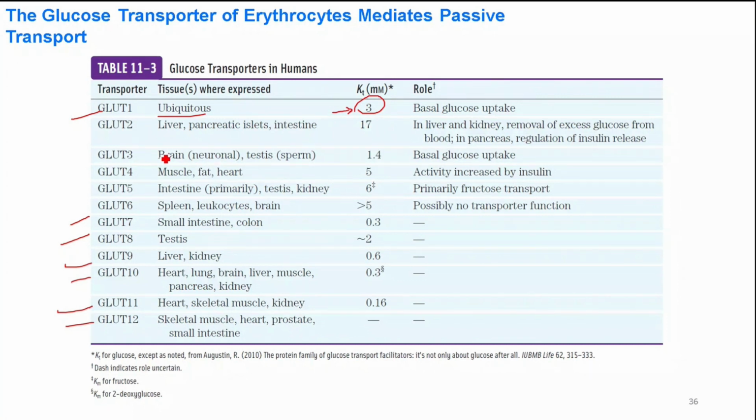And you can see the GLUT4 transporter is very important, because type 2 diabetes is because of the GLUT4 transporter. This transporter is present in muscle, fat, and heart cells. It has a KT value of 5. So KT value 5 means that 5 millimolar concentration of glucose is going to increase the velocity of this transporter to half of its maximum value.